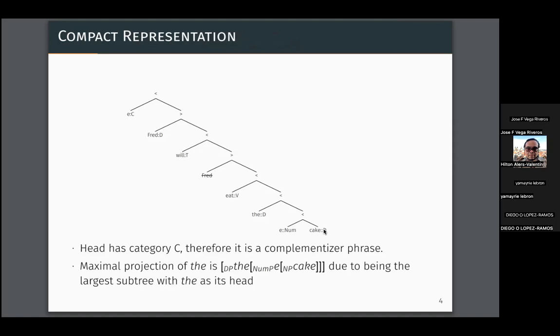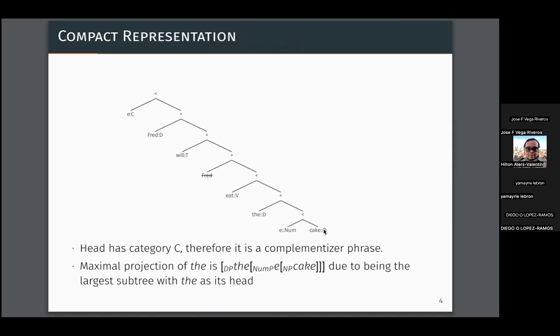And then I have a second follow-up question on cake as well. Cake is the head of a noun phrase, so it should have an arrow. No, but because the arrow is the result of the merge of the number category with cake.